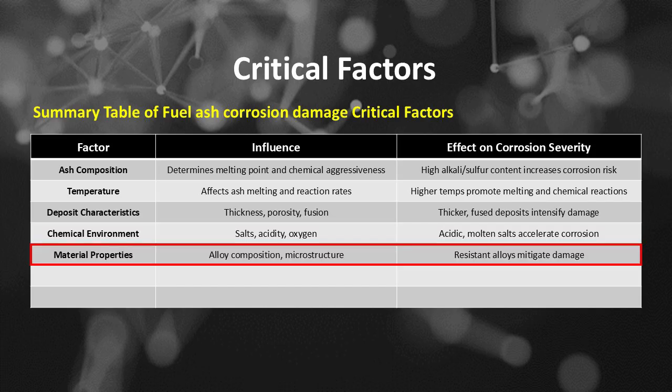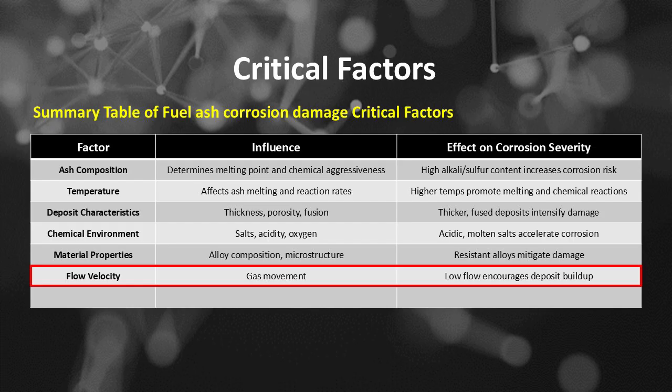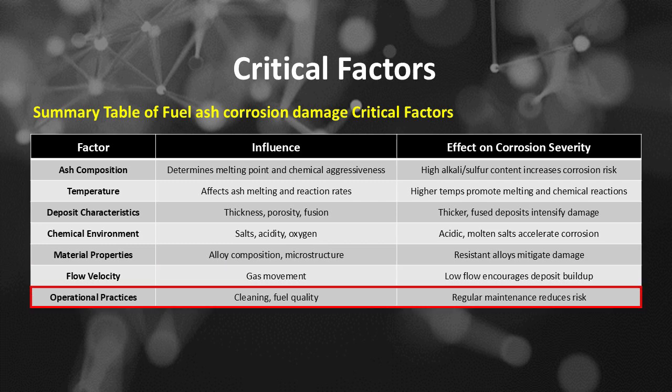If the critical factor is material properties, its influence is alloy composition and microstructure, then its effect on corrosion severity is that resistant alloys mitigate damage. If the critical factor is flow velocity, its influence is gas movement, then its effect on corrosion severity is that low flow encourages deposit buildup. If the critical factor is operational practices, its influence is cleaning and fuel quality, then its effect on corrosion severity is that regular maintenance reduces risk.